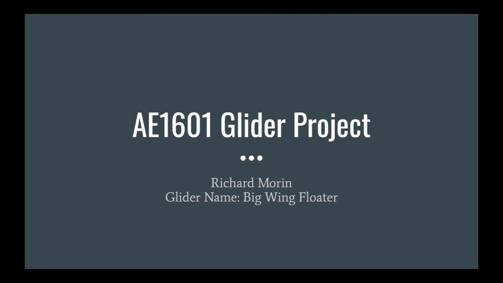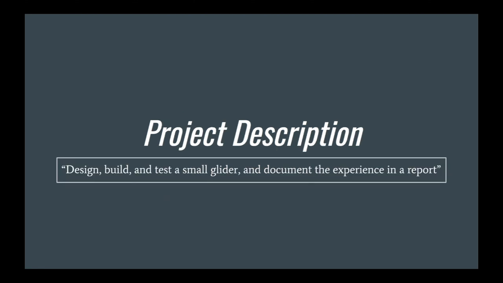My name is Richard Morin, and this is my AE1601 glider project report. The name of my glider was Big Wing Floater. The glider project description was to design, build, and test a small glider and document the experience in a report.